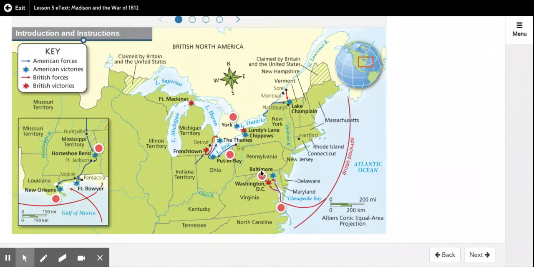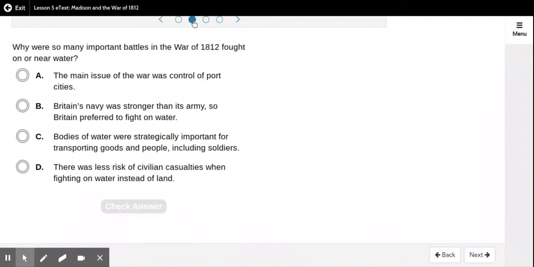They created what's called a diversion, a distraction, by attacking Washington, D.C. They wanted to go to New York City. As you can see, here's the red line. There's no red dots, no red stars, no red lines in New York City. So they didn't really accomplish what they set out to do. So I guess you could say this is kind of a victory for the Americans. Let's see what other pieces of information it's got here. Why were so many important battles in the War of 1812 fought on or near water?